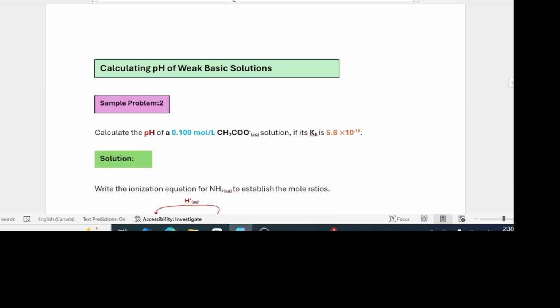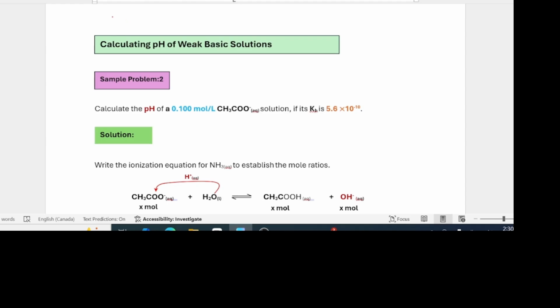And in this other question, we now want you to calculate the pH of a weak basic solution. In every case, they will have to give you the initial concentration of the base. Now they want you to calculate pH, then you must be provided with its Kb value, which is equal to this. This is the base.